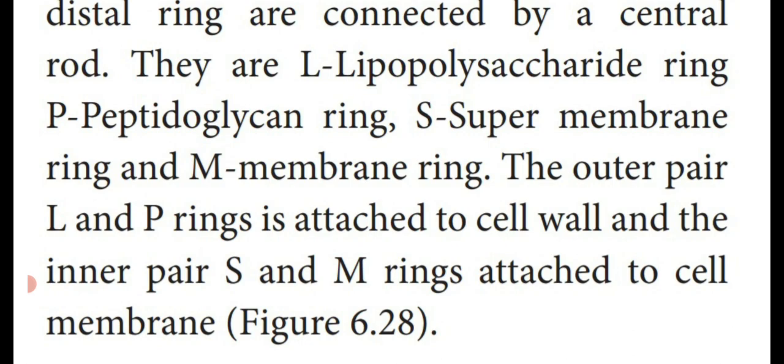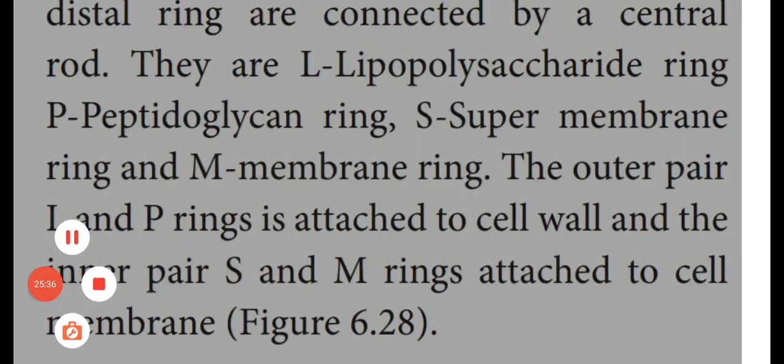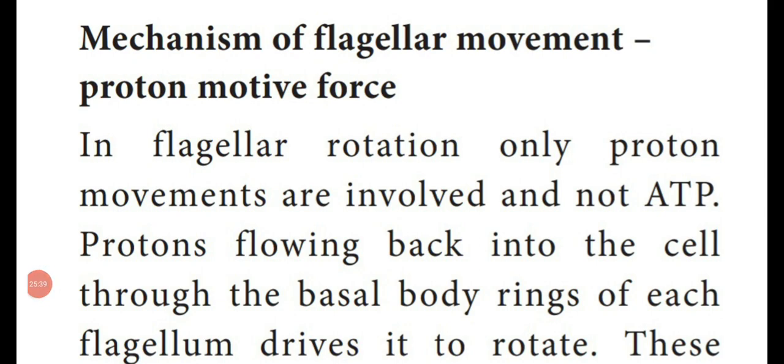So the outer pair means the lipopolysaccharide ring L and the peptidoglycan ring P, which are attached to the cell wall. Outer means, as in a plant cell, the outermost layer is made up of what? The cell wall. So in that cell wall only, these L and P rings are attached. The inner rings, the supermembrane ring S and membrane ring M, are attached to the cell membrane. So that is said to be the structure of the flagellar membrane.